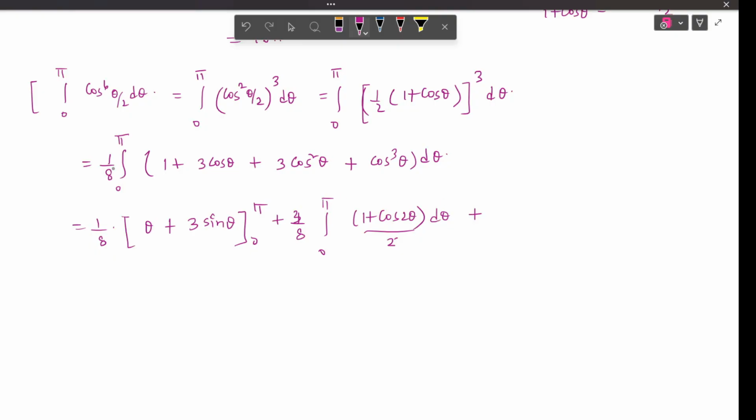Plus we can say 1 by 8 times integration 0 to pi. From this we can say this is cos square theta into cos theta. So cos square theta we can write it as 1 minus sin square theta and cos theta outside into d theta. So this would be pi and sin n pi is 0, so it would be 0, and if we put 0 it will be 0. So ultimately we get pi by 8.